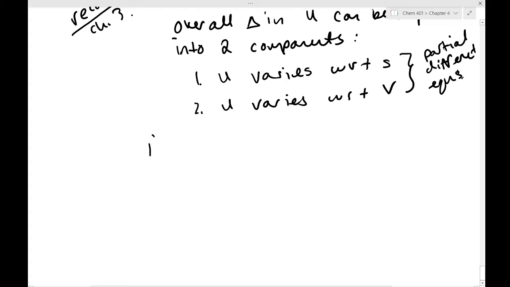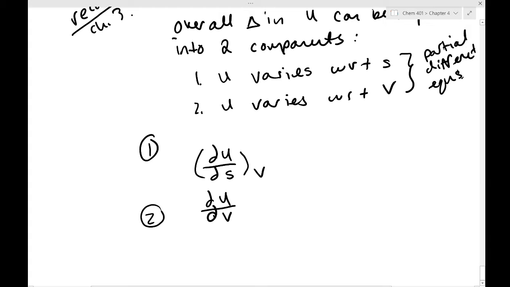Number one, how does U vary with respect to S? We can write this as the partial of U with respect to S, keeping V constant. And number two, we can write how U varies with respect to V, keeping S constant.